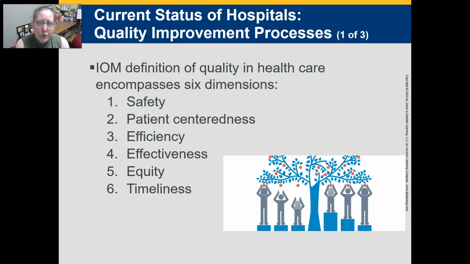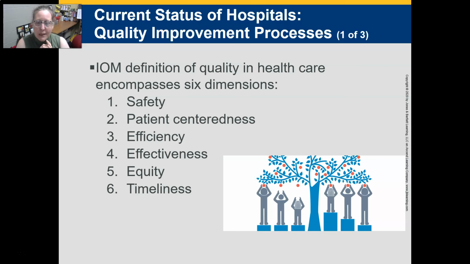So let's talk a little bit on the current status of hospitals. So quality improvement processes. The Institute of Medicine's definition of quality in healthcare looks at 6 dimensions. So we need to look at safety, patient-centeredness, meaning it's about taking care of the patients, efficiency, so doing things in a timely manner, efficient without too much waste, right? Not wasting time, but especially not wasting money, so not ordering unnecessary tests and procedures. Effectiveness, meaning what is done works and makes the patient better.